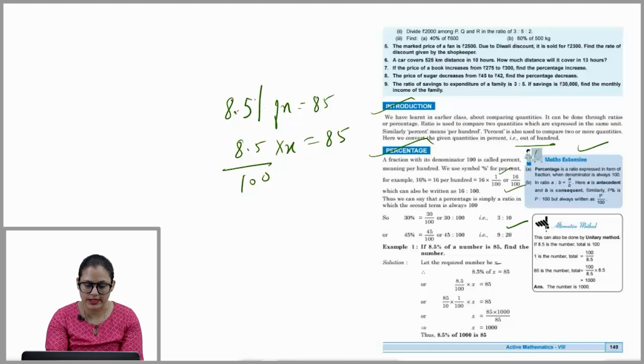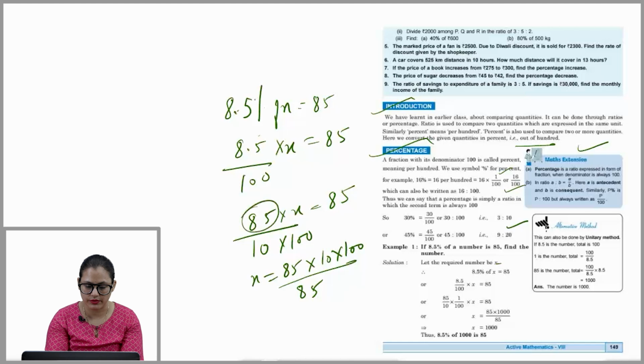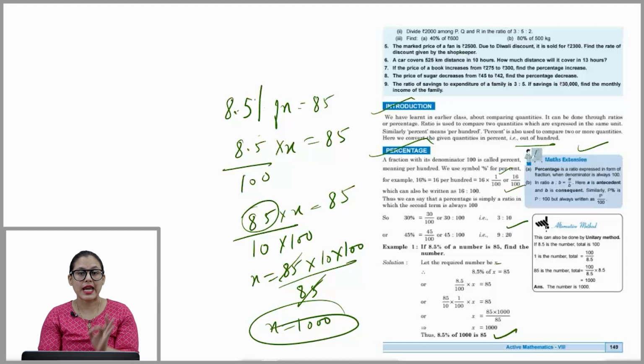Now you can remove this decimal also. You will multiply by 10, because there is one decimal place, and we get 85 into x upon 100 is equal to 85. Now, x is equal to 85 into 10 into 100 upon 85, this 85 cancels, and now the answer is 1000. That means 8.5% of 1000 is 85.